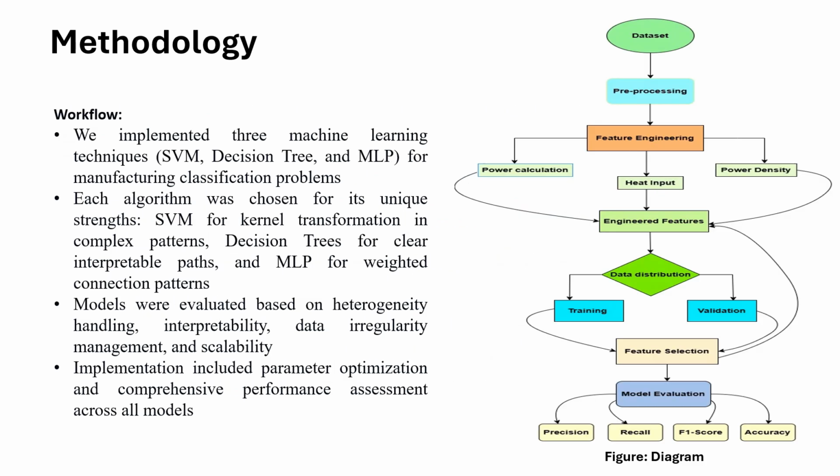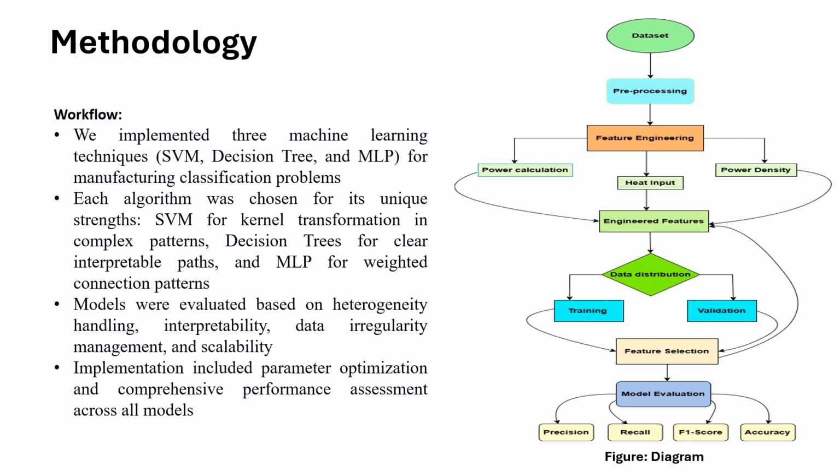Here we will discuss our workflow. Like already discussed, we have used three machine learning models for the classification. Each algorithm was chosen for its unique strengths. SVM for kernel transformation in complex patterns, decision tree for its clear interpretable paths, and MLP was selected for weighted connection patterns. Models were evaluated based on heterogeneity handling, interpretability, data irregularity management, and scalability. Implementation included parameter optimization and comprehensive performance assessment across all models.